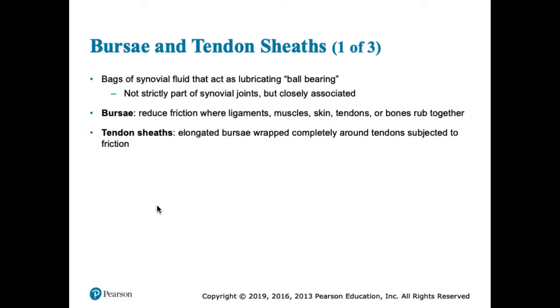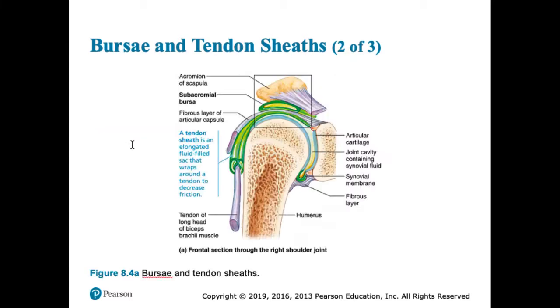There's bags of this synovial fluid that acts as lubricating ball bearings, essentially. It's not strictly part of the synovial joints, but it is closely associated. So the bursae reduce friction where the ligaments and muscles, skin, tendons, and bones rub together. And then tendon sheaths are just these elongated bursae wrapped completely around tendons subjected to friction. So this is just an image of that bursae and that tendon sheath.